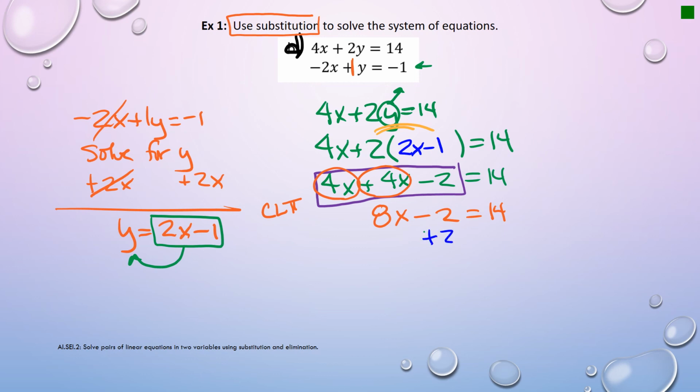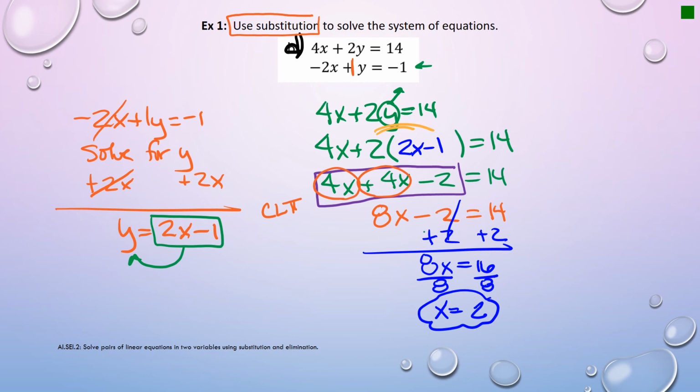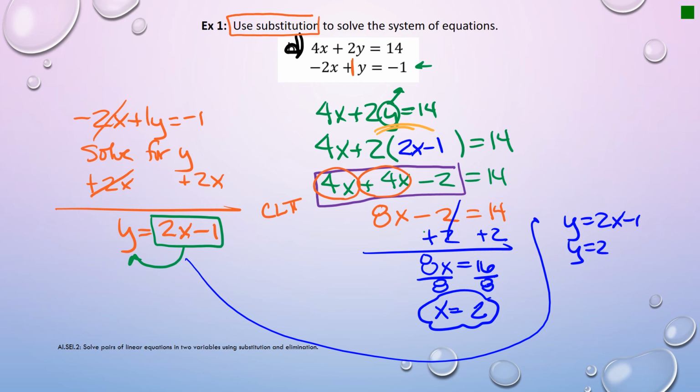We're going to get the x alone. We're going to add 2. 8x equals 16. So x equals 2. Now I'm going to go over here where y is equal to 2x minus 1, and say, what does x equal? x equals 2. So I'm going to put it in for the x. 4 minus 1 is 3. So now I know x is 2, y is 3.